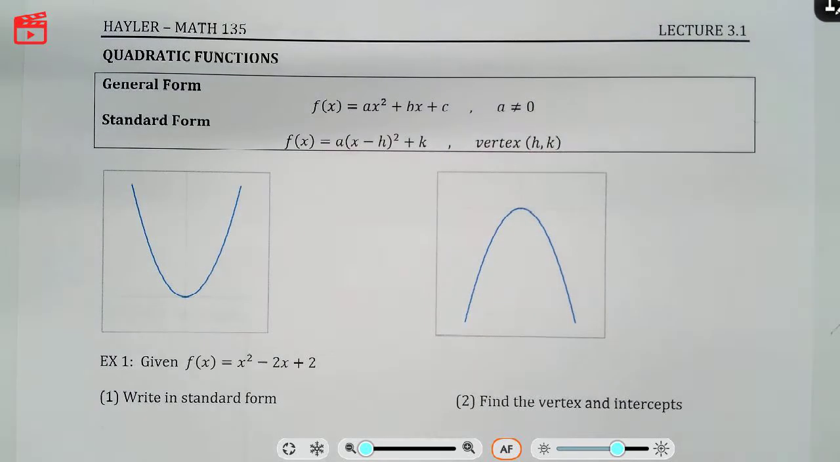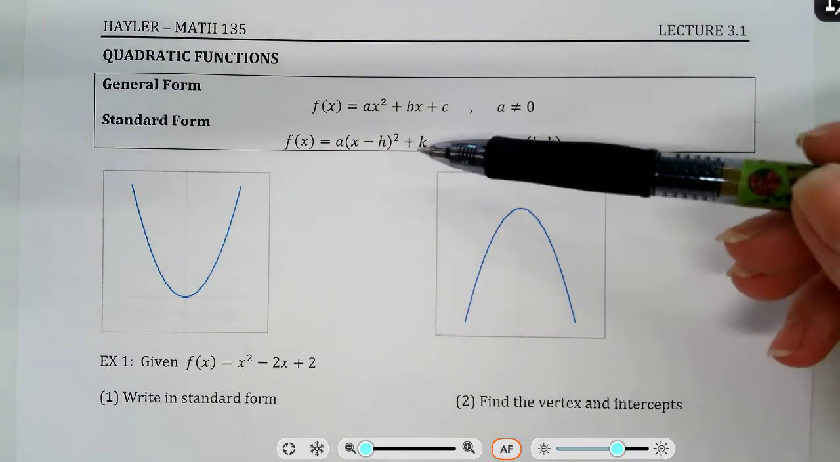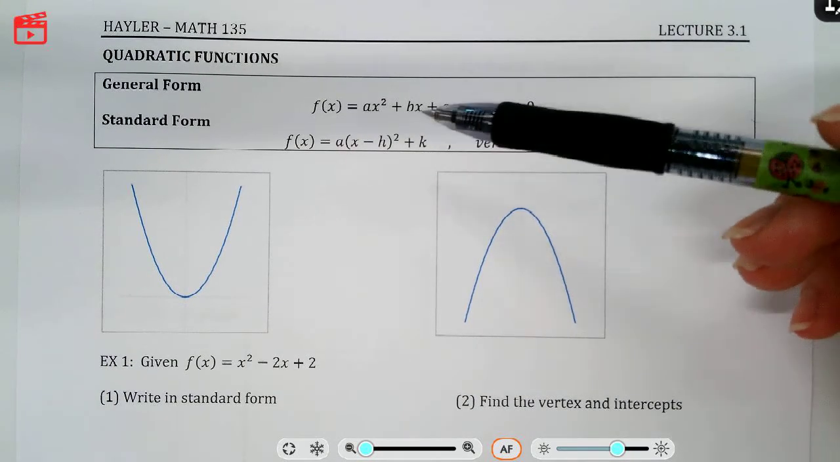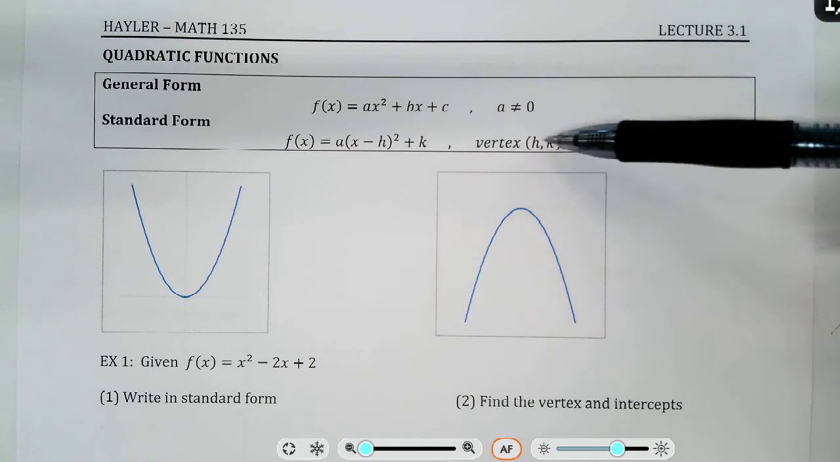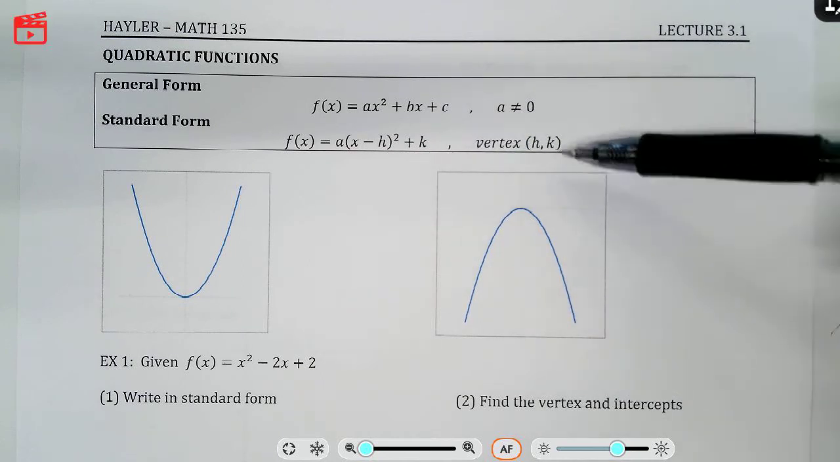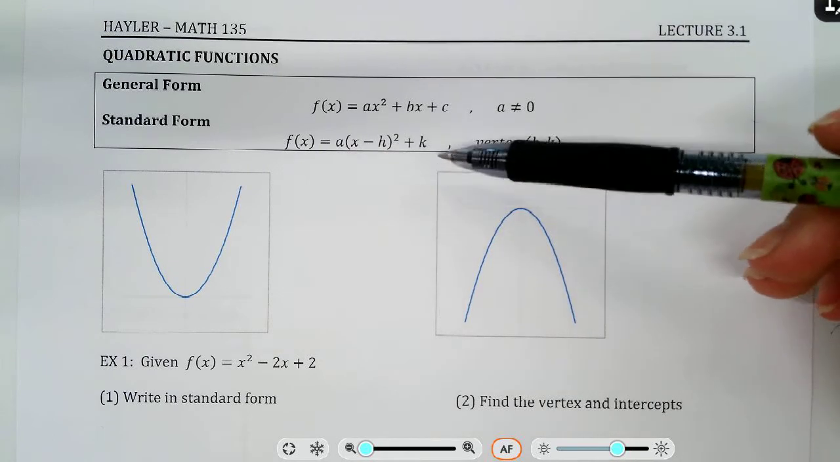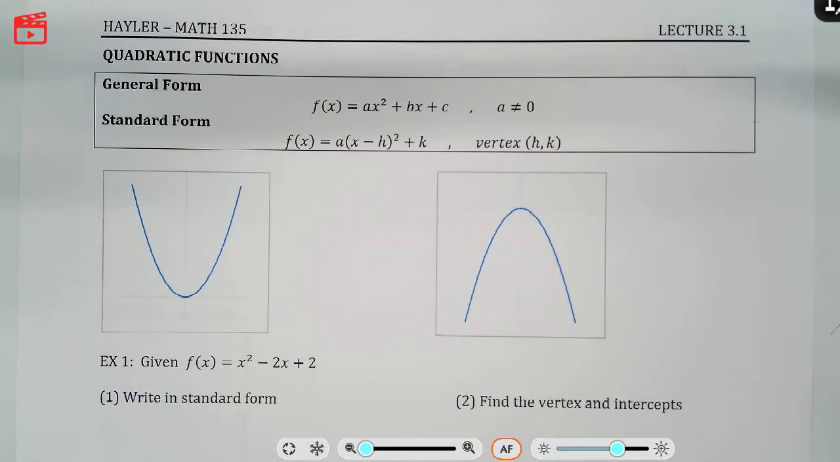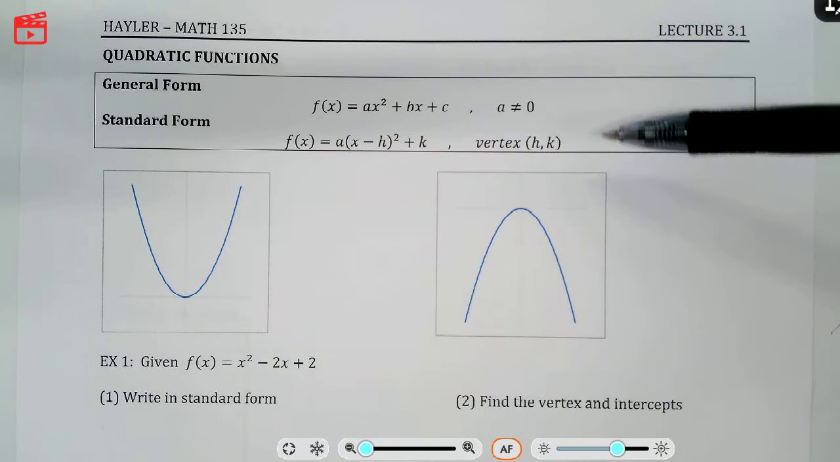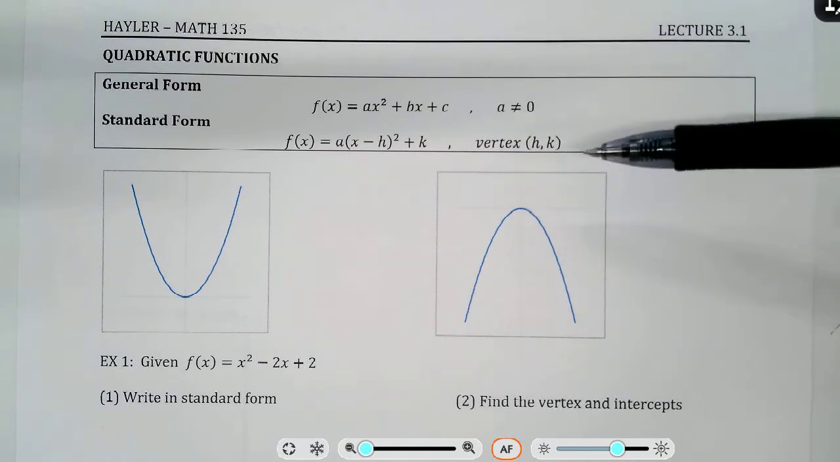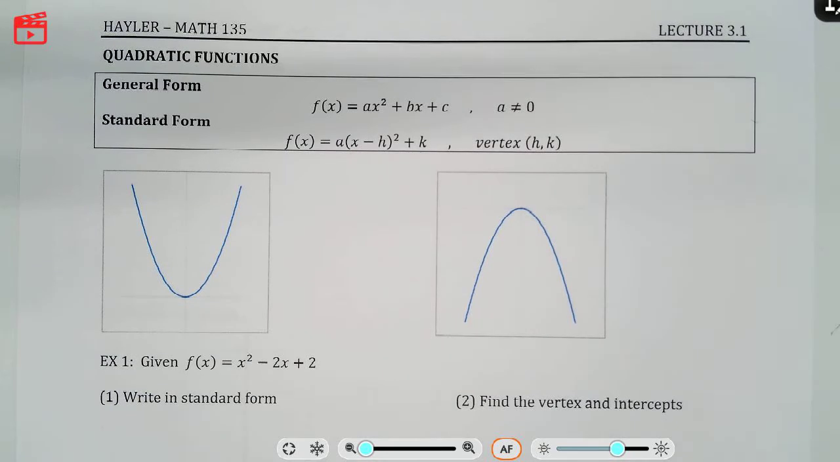Now there's a different form, which is the standard form. It might look a little bit like the standard form for a circle. The importance of this form is that we can pull out the vertex easily by taking the opposite of the value with x and then the k value. Both of these forms are important. The first is important if you want to use the quadratic formula. The second is important if you want to find the vertex easily. But we're going to take a look at the standard form.